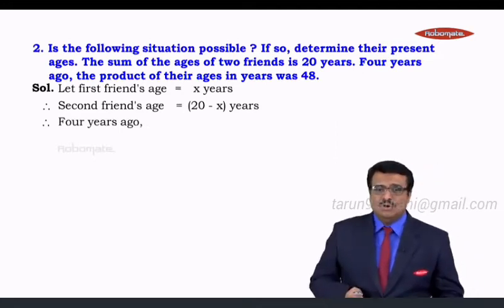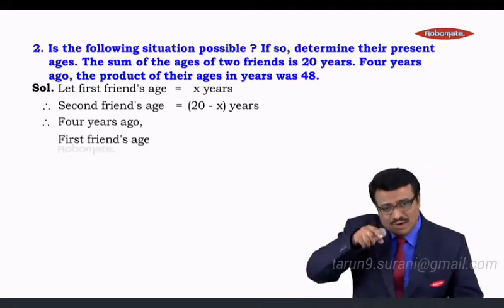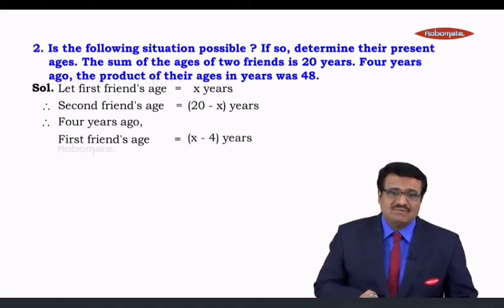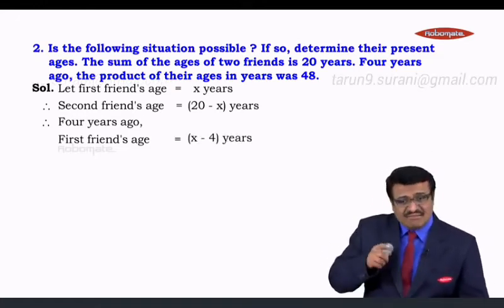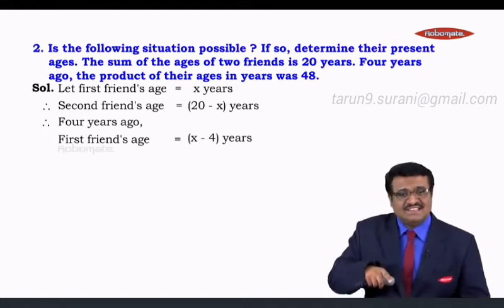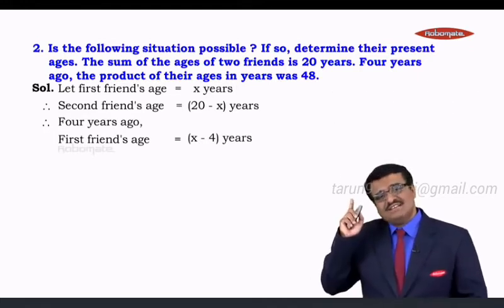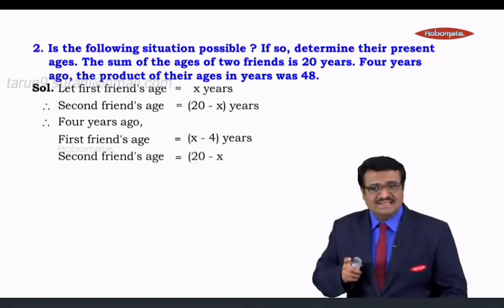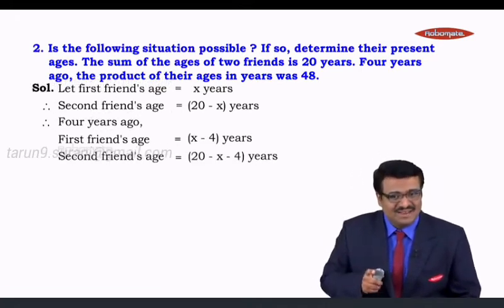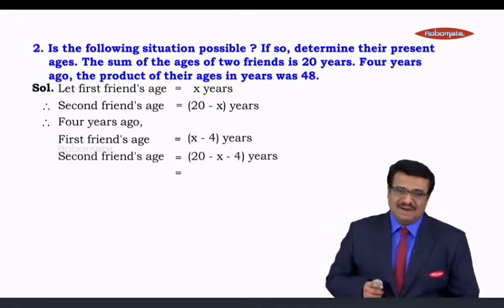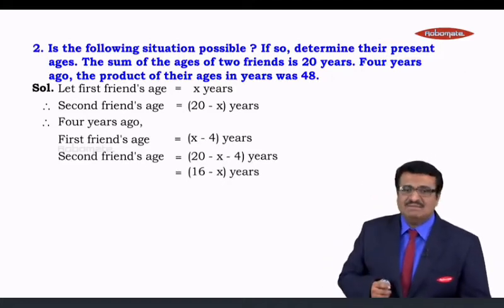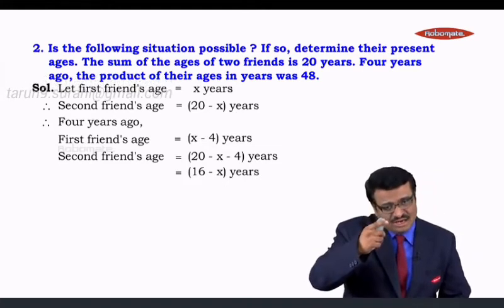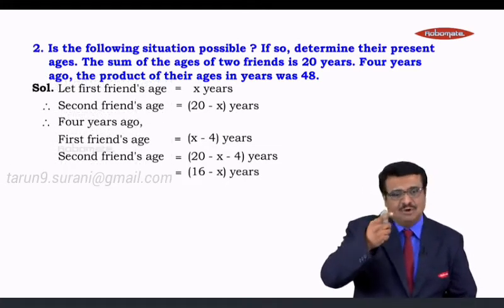So 4 years ago, first friend's age will be how much? Today he is x years old. 4 years ago his age was x minus 4 years. Second friend's age, today he is 20 minus x years old. 4 years ago his age was 20 minus x minus 4. Now 20 and minus 4 can be subtracted in the bracket. So let us do that. It becomes 16 minus x years. So we know the first friend's age 4 years ago and the second friend's age 4 years ago.